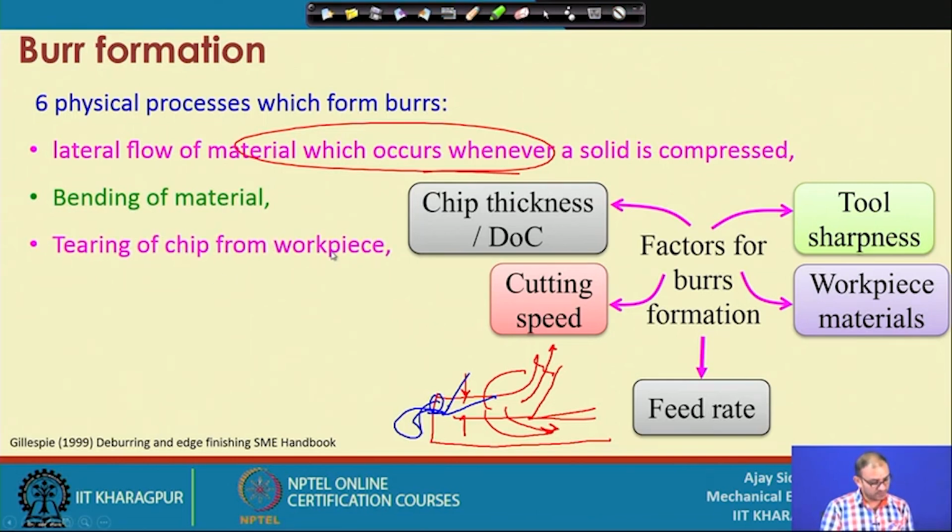Tearing of chip from the workpiece. This happens mostly in brittle material, because now you consider the machining of a brittle material, and there is crack propagation. This is the crack generated during the machining. If you continue this crack, it will be present at this location. When your tool is here, at that time this crack has already crossed this particular workpiece end. So, whatever is available will bend here and create a burr formation. This is also one of the reasons.